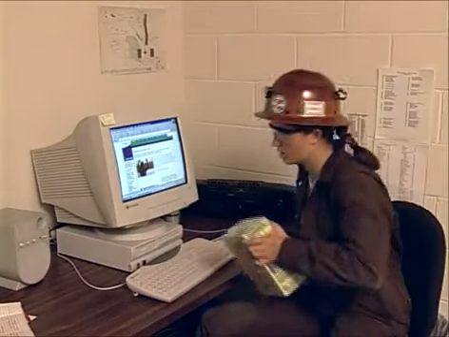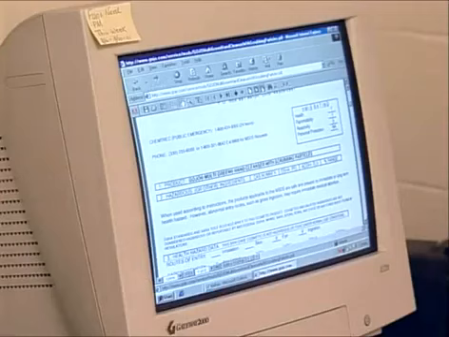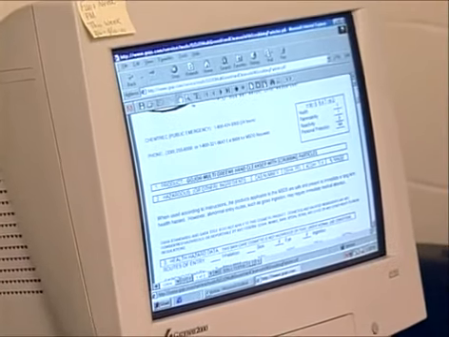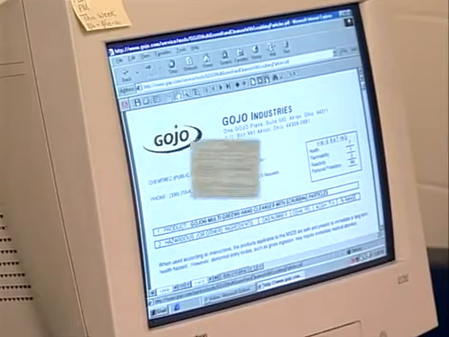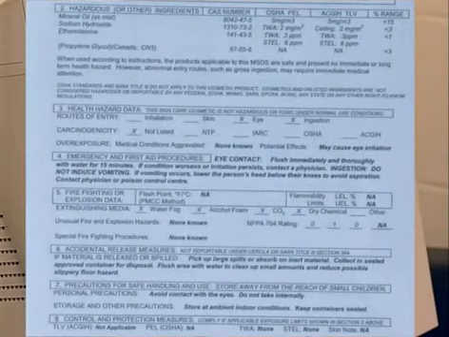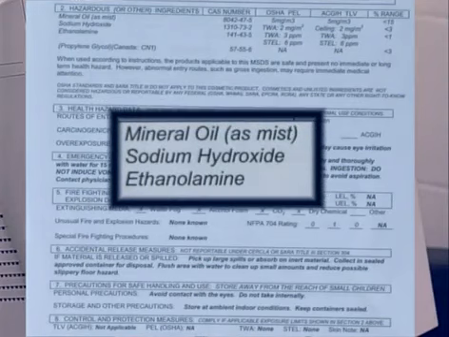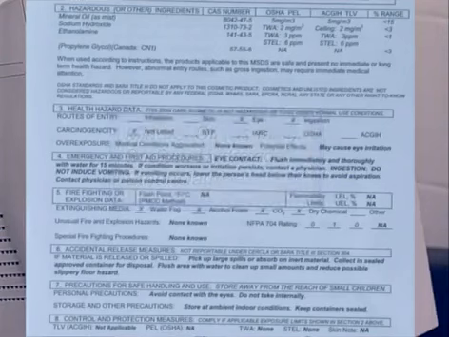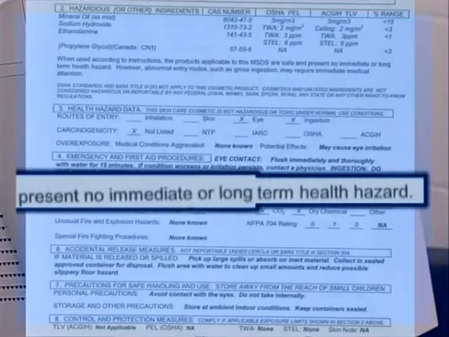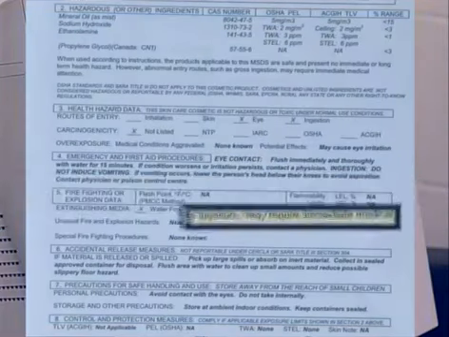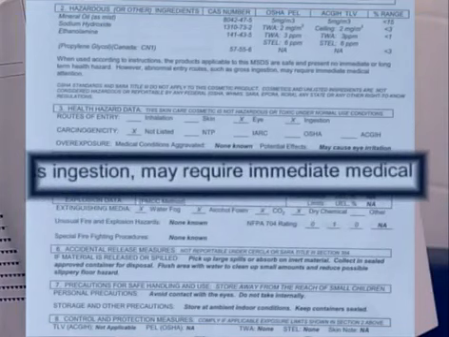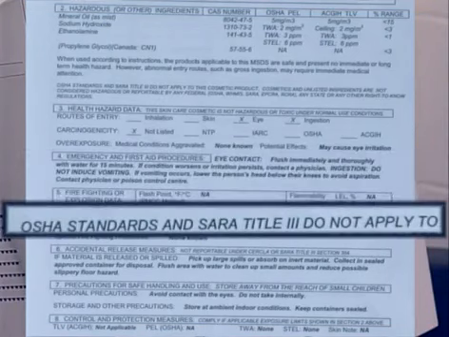The store didn't have an MSDS to give you, but you get one through the product's web page. The MSDS says that the product contains the following hazardous ingredients: mineral oil, sodium hydroxide, and ethanolamine. The product is safe and presents no immediate or long-term health hazard. Ingestion may require medical attention, and OSHA standards and SARA Title III do not apply to this cosmetic product.